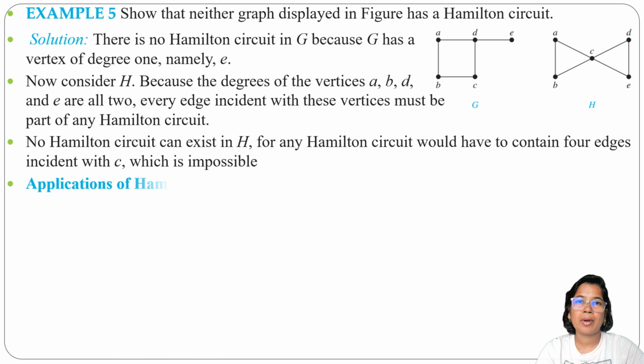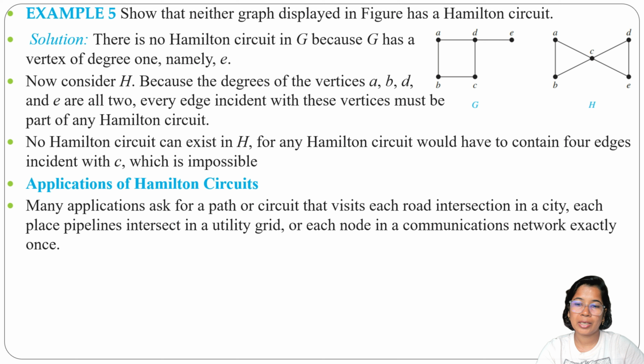Next, applications of the Hamilton circuit. In any area where we need to visit every vertex exactly once, like every city exactly once, each pipeline intersection in a utility grid, or each node in a communication network exactly once, we can use a Hamilton circuit or Hamilton path. So finding a Hamilton path or circuit will be applicable for this.